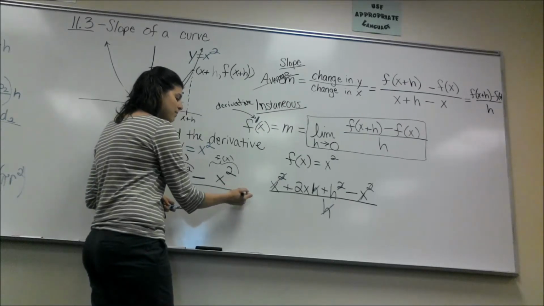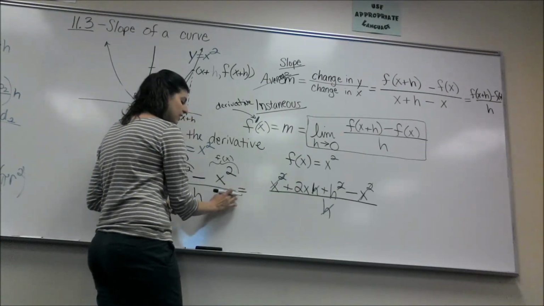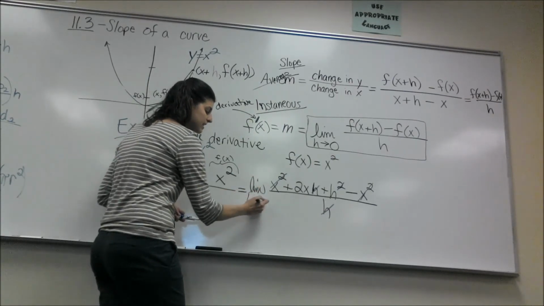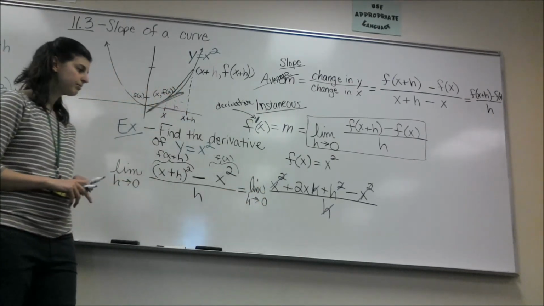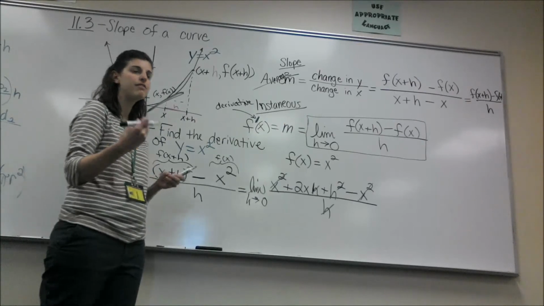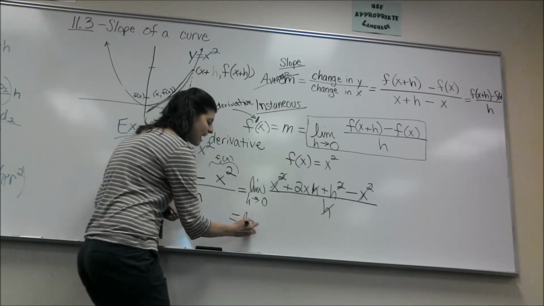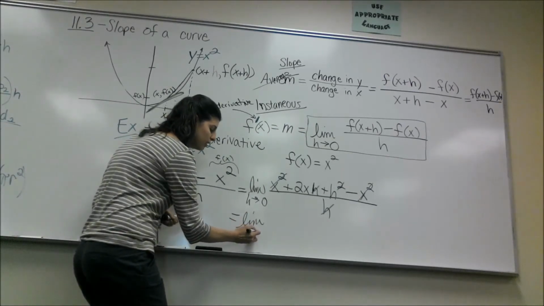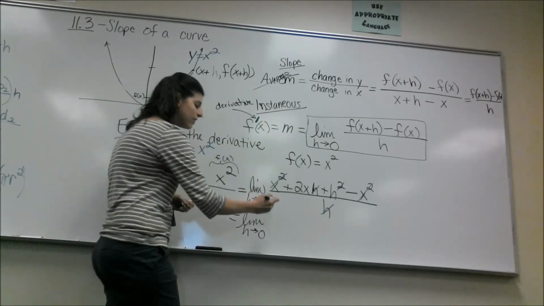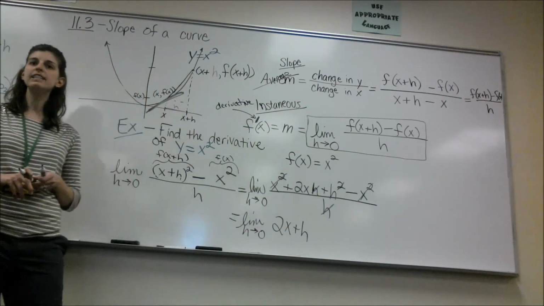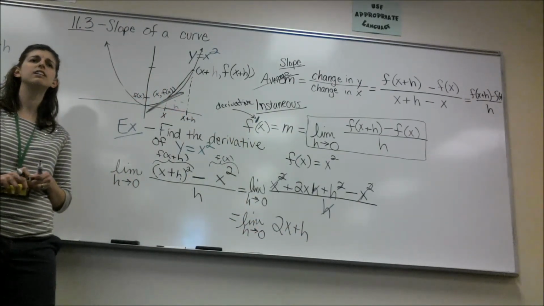And I was sloppy and forgot my limit notation. The limit as h approaches 0 of this. Everything until you evaluate it. So I'm really taking the limit as h approaches 0 of 2x plus h. Now can you plug in 0? Yeah. What do you get?